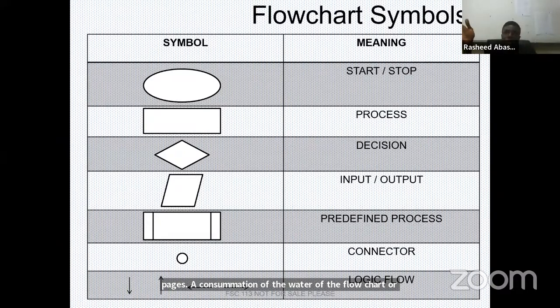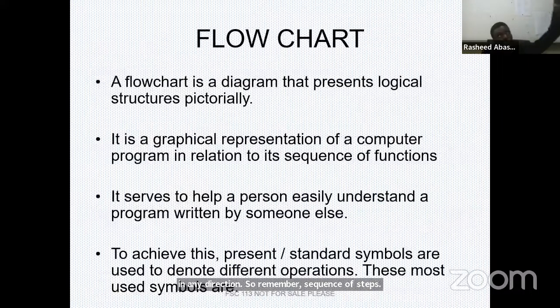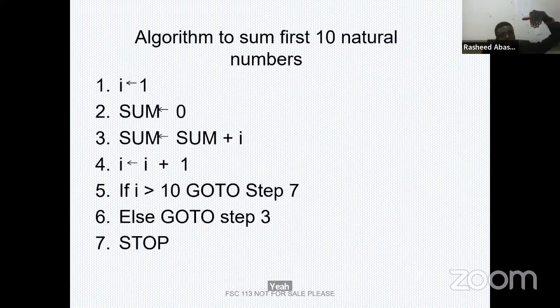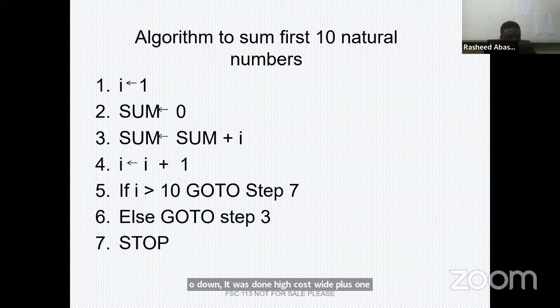And you have the logic flow. That's simply your arrow. It can go in any direction. So remember, sequence of steps. Here we have I equals 1. It goes down, sum equals 0, goes down, sum equals sum plus I, goes down, I equals I plus 1. So that continues like that.